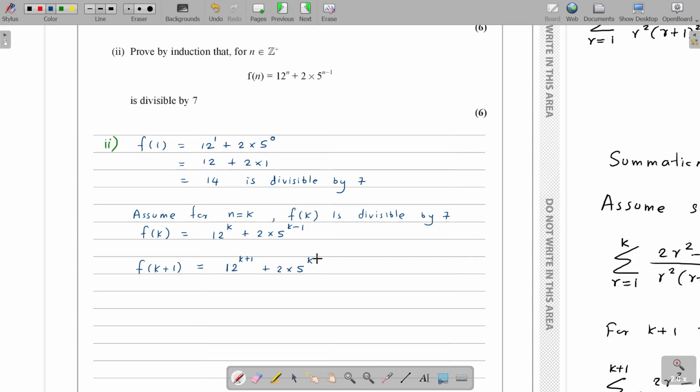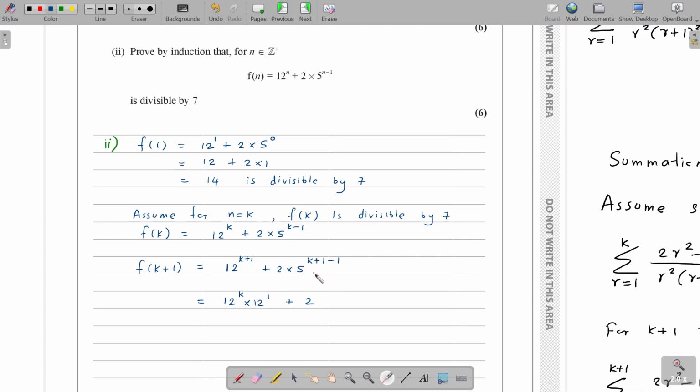Okay, so the reason I'm writing it like this is we prefer to keep our f(k+1) in the same powers of f(k). So look at this. I'm going to simplify f(k+1) slightly. So 12 to the power k+1, I'm going to break it as 12 to the power k into 12 to the power 1. Is that correct? And the next one also, you can see f(k) has a 5 to the power k-1. So here also I prefer to break it as 5 to the power k-1 separately.